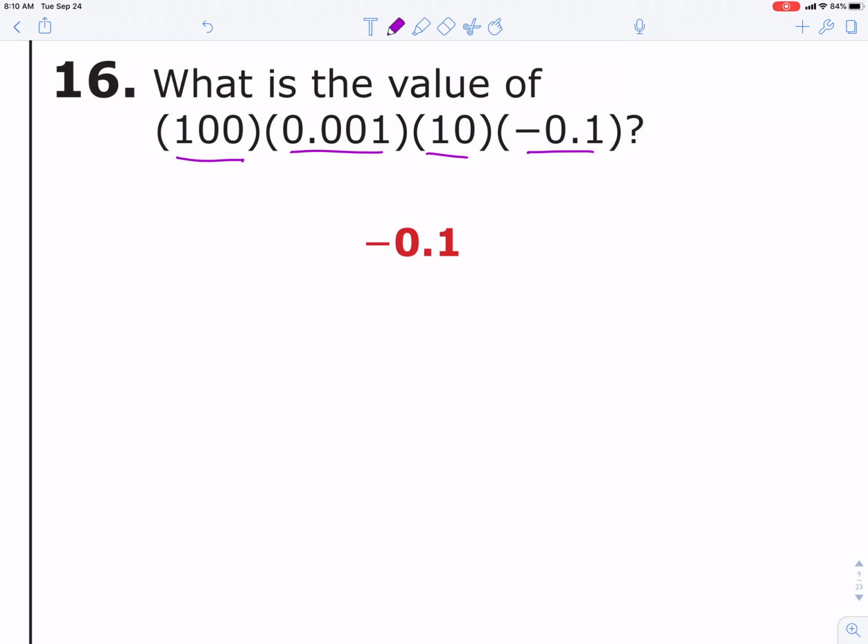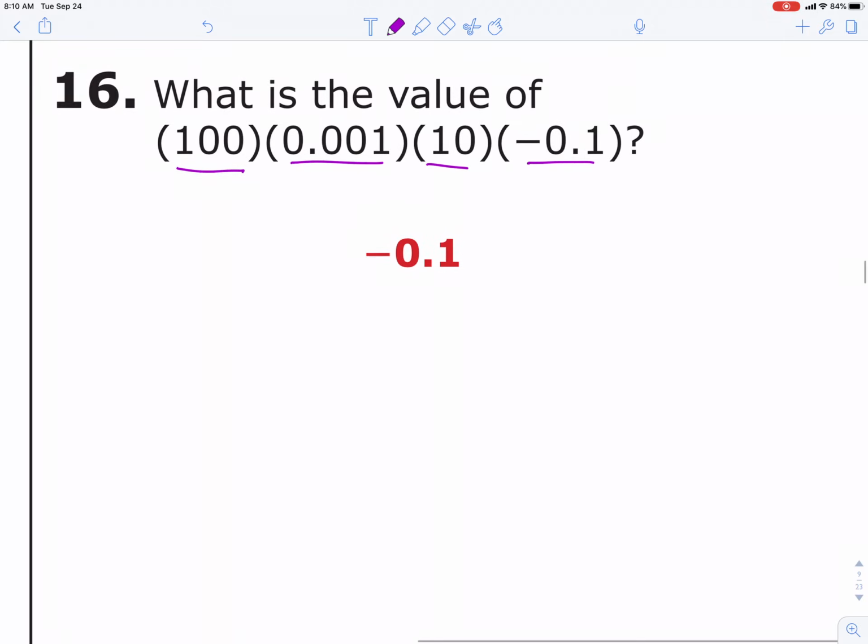First of all, I'm thinking about, now they're saying what is the value of this, and obviously they've got decimals, so they probably want this in decimal form. I can think about this in fraction form, and let's just look at it that way real quick. 100 over 1. This is tens, hundreds, thousands, so that's 1/1000th. The next one is just 10 over 1. And then this last one is a negative 1/10.